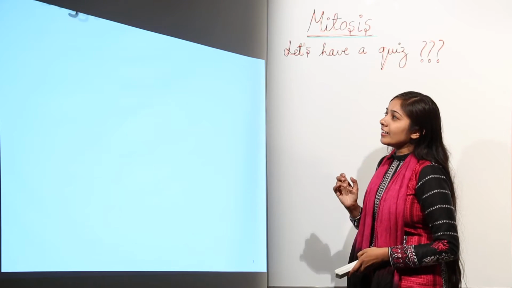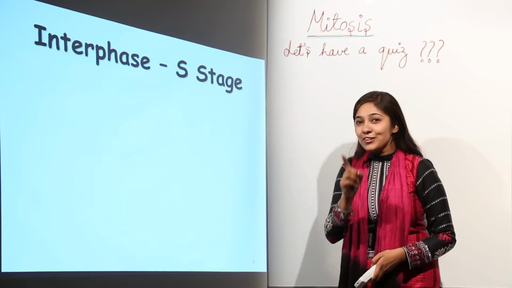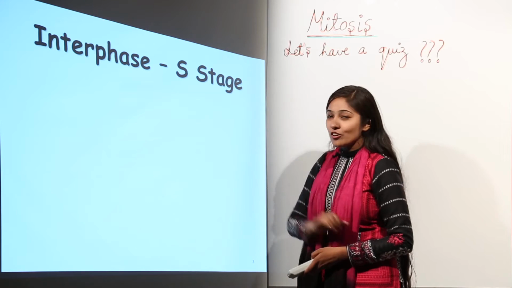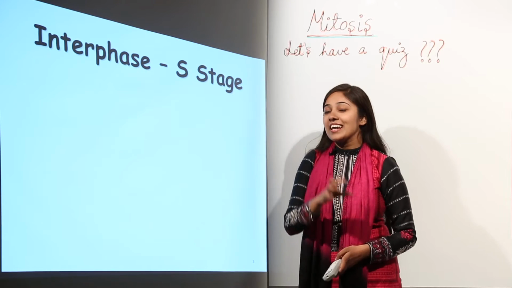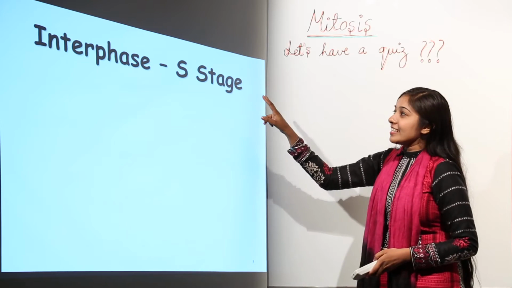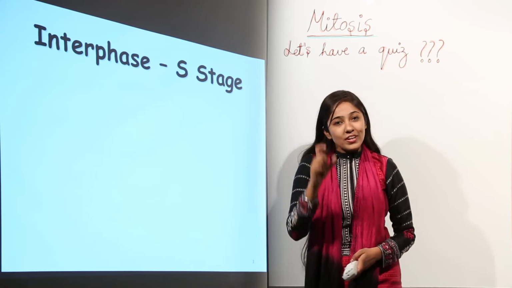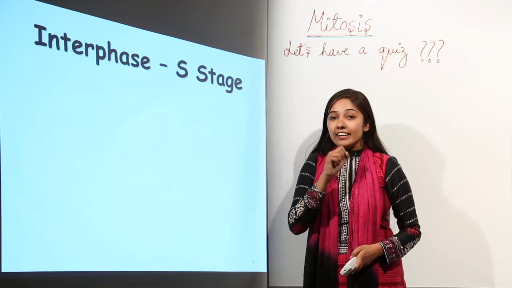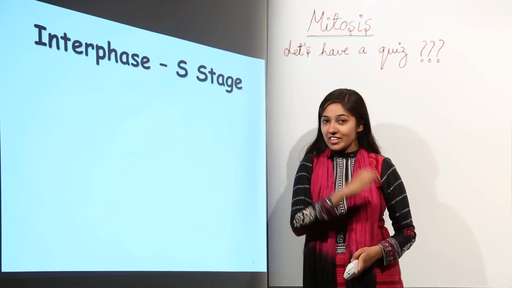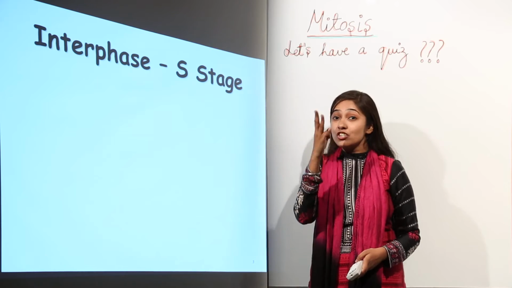So here I have shown interphase S stage. Can you recall what is this S stage of interphase? I hope you are able to recall. Okay, I'll explain to you. Interphase is the resting stage of the cell where there is no cell division. But during interphase, the cell is metabolically the most active. And the interphase is divided into 3 substages. We have discussed G1 stage, then S stage, and then G2 stage.